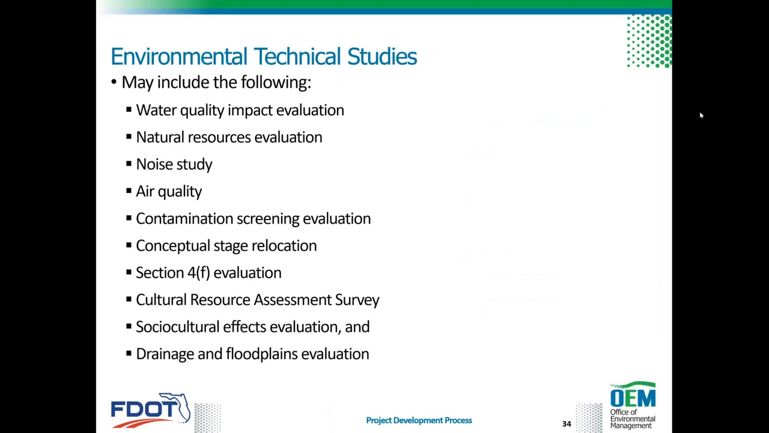So environmental technical studies are performed and the results documented according to the appropriate chapters in Part 2 of the PD&E Manual. Environmental technical studies may include the following: water quality impact evaluation or water resources, natural resources evaluation, traffic noise study, air quality, contamination screening evaluation, conceptual stage relocation, Section 4(f) evaluation, cultural resources assessment survey, social and cultural effects, drainage and floodplains evaluation. So these studies must be documented and are prepared in response to the relevant environmental issues and resources.